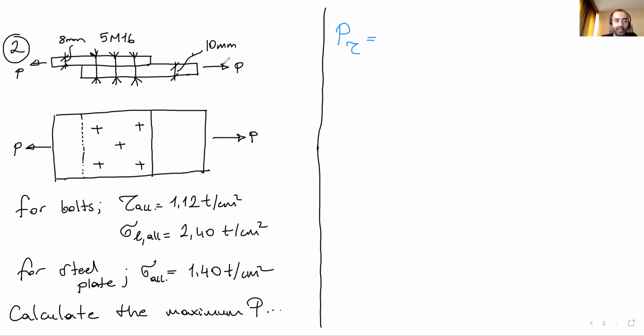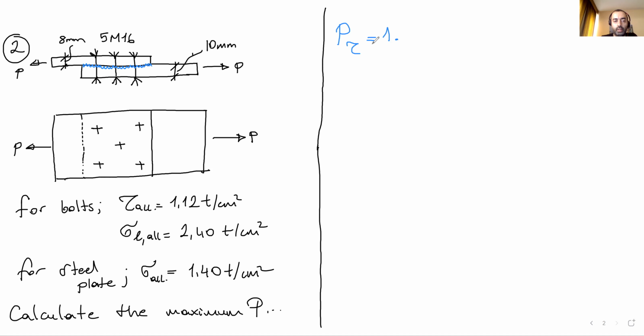Okay, let's have a look at this connection. We have only one touch surface, right? One touch surface. So the number of shear planes is 1 here. It is 1. Okay.